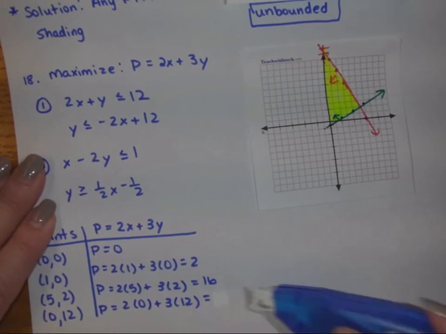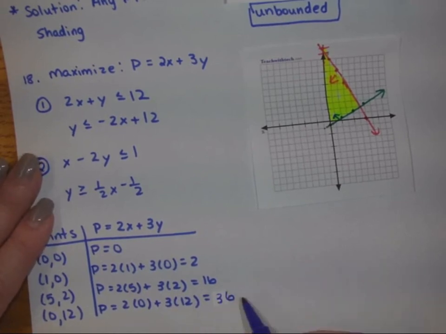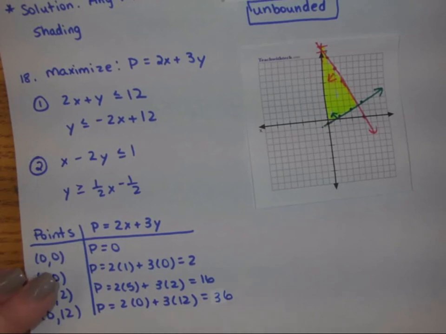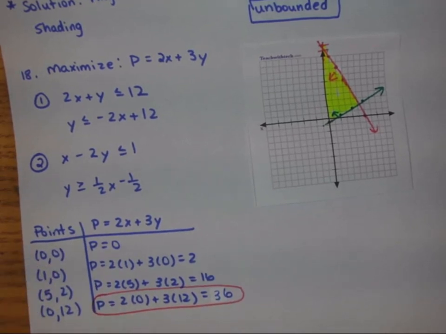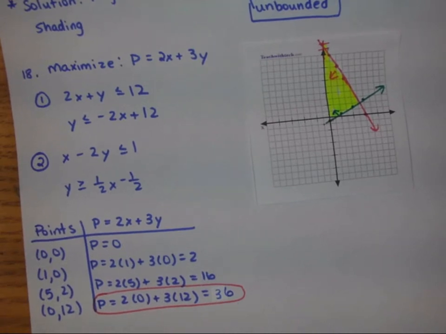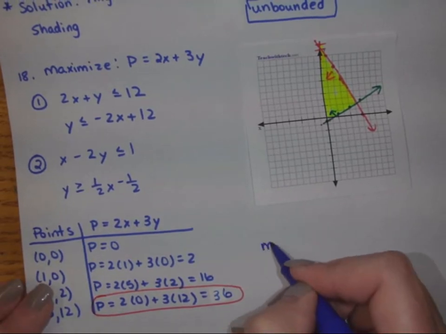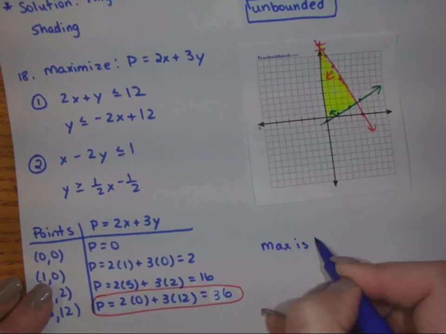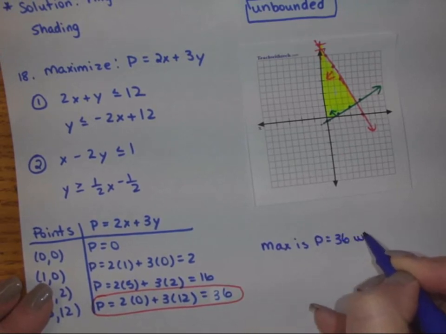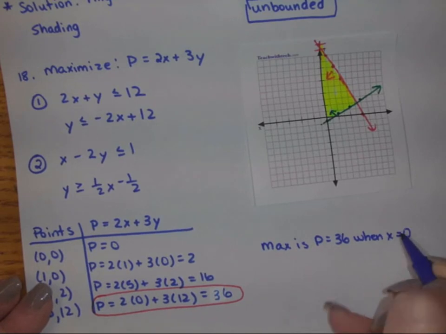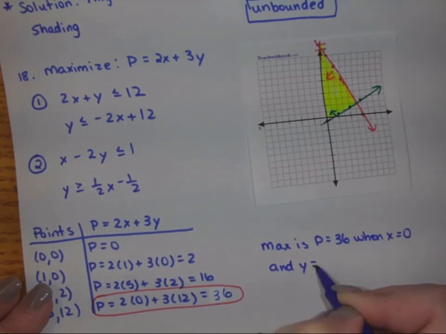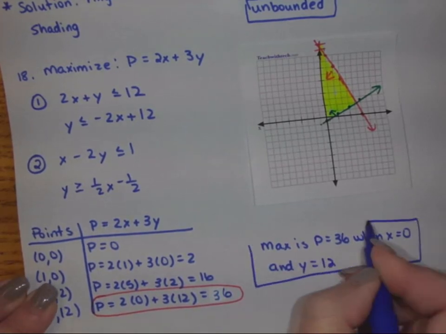So notice for this one we're trying to find the max. Okay, if you were trying to find the min, you would find the smallest one. But here is the biggest one. Okay, so that's how I got the answer. That's on the key, which means the maximum profit is 36 when you have x is 0 and y is 12. Okay, so the max is p equals 36 when x is 0 and y is 12. Let's go ahead and write that out because you'll want to do that on the test.